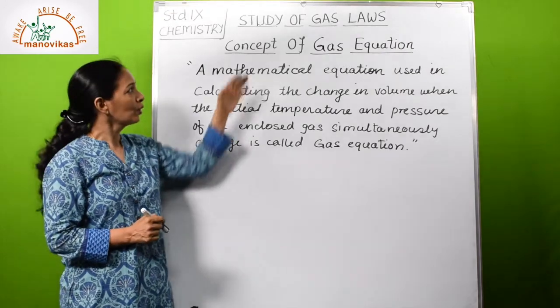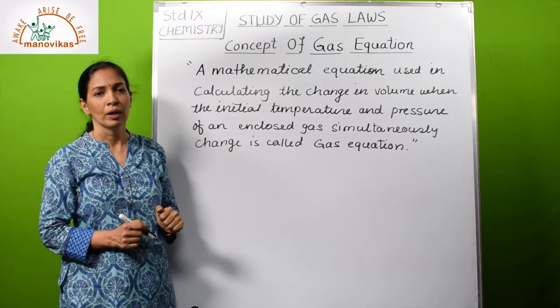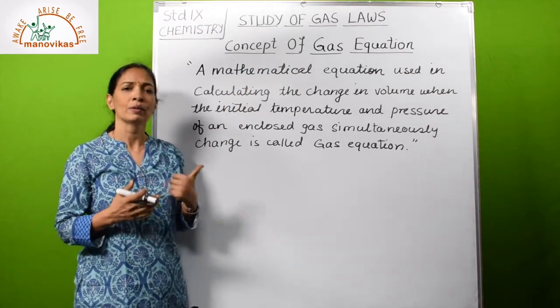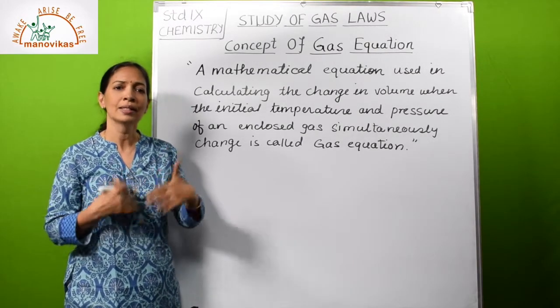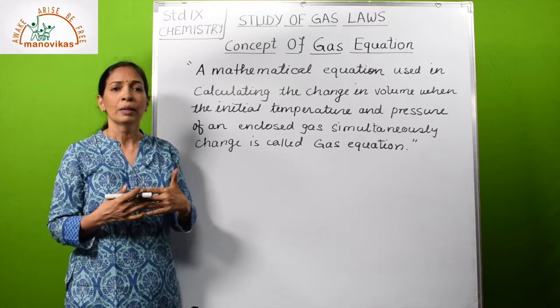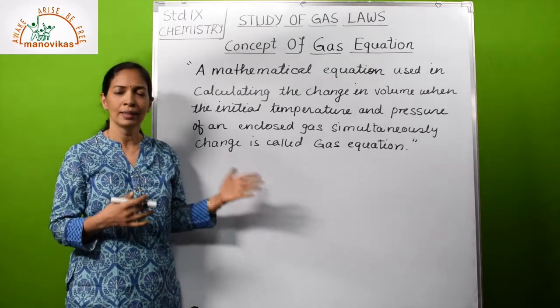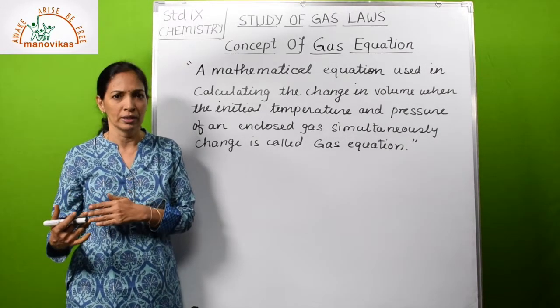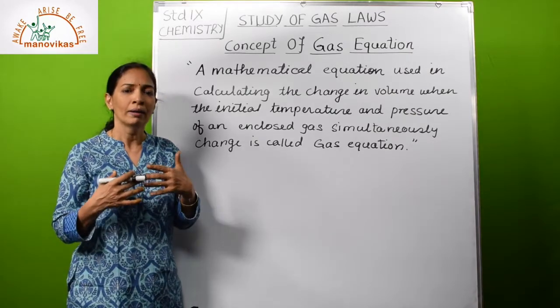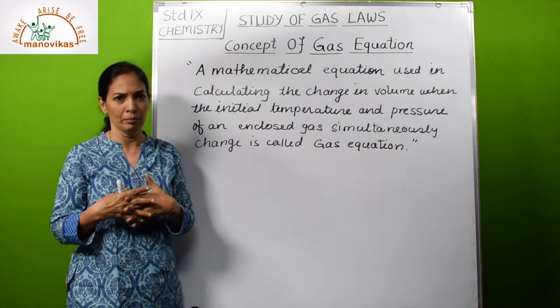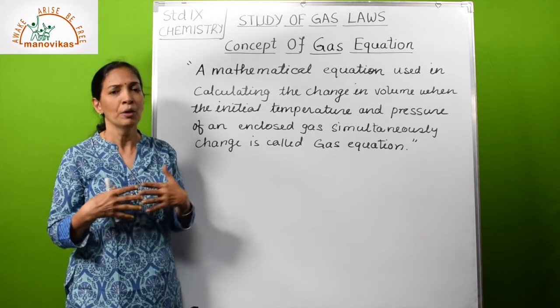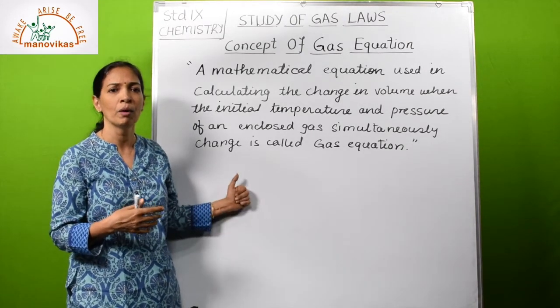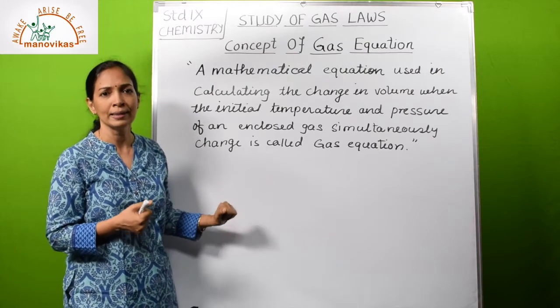Next is the concept of the gas equation. It is found that in practical situations, the three variables volume, temperature and pressure change simultaneously. That means if one of the variables is changed, the other two also change. So there should be a relation between these three variables. So there is a need to get an equation to combine these three variables, which is given in the form of the gas equation. So what is the gas equation?